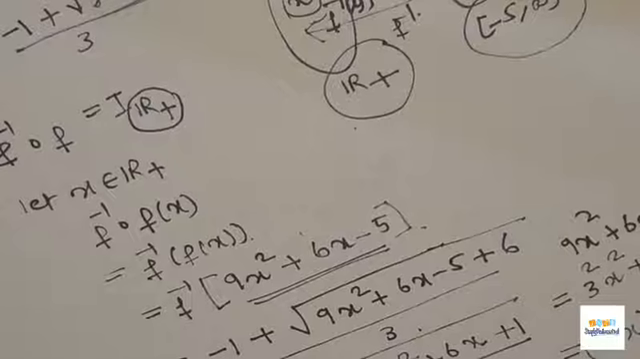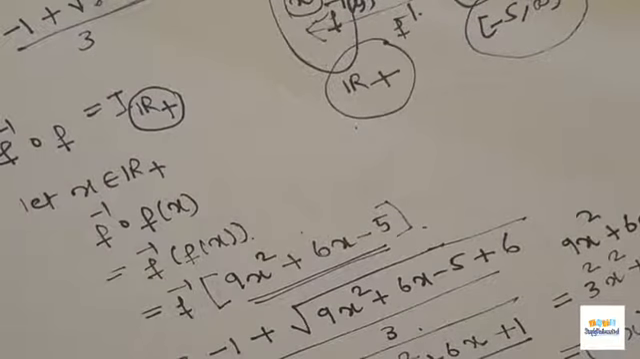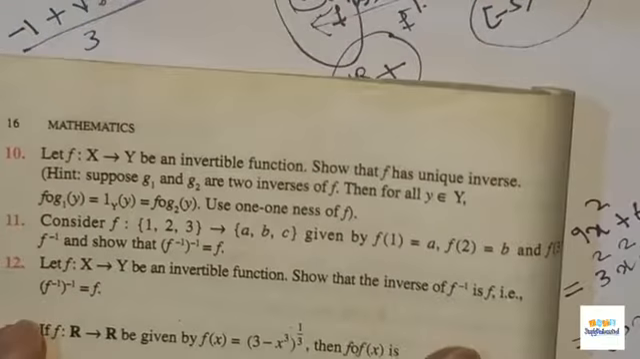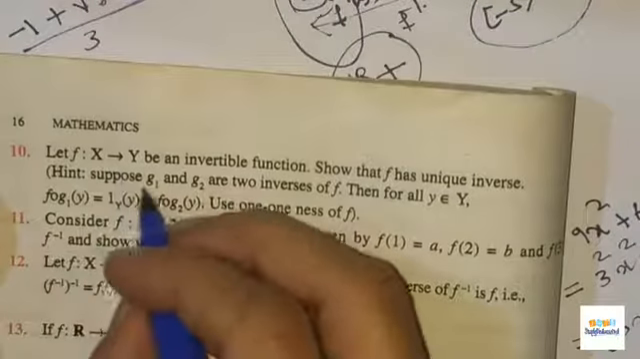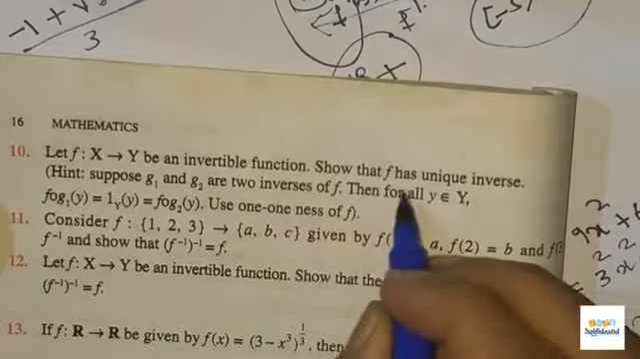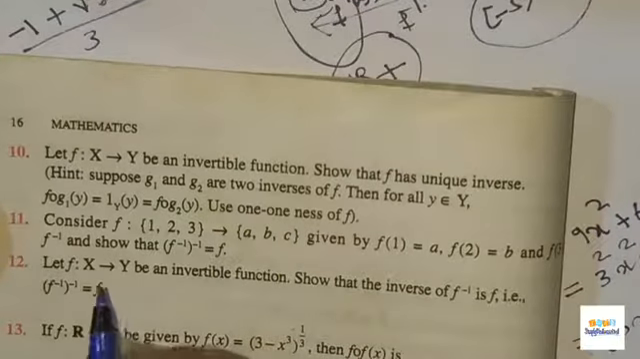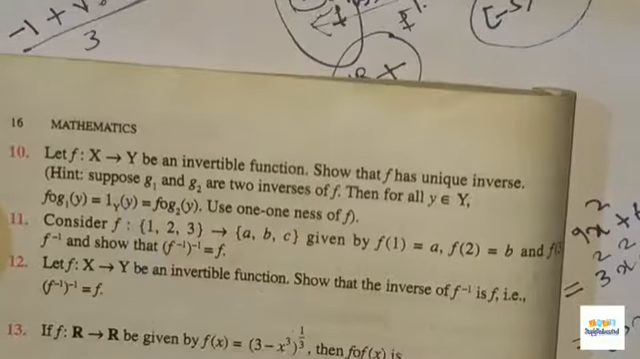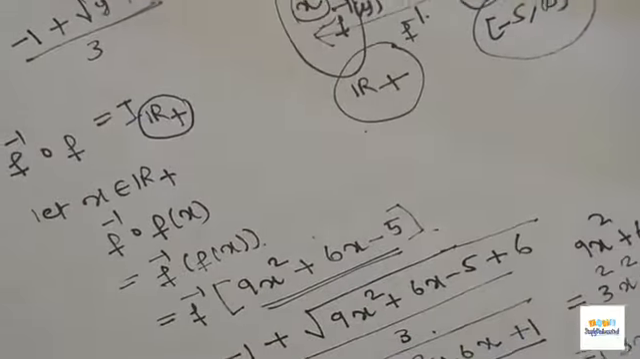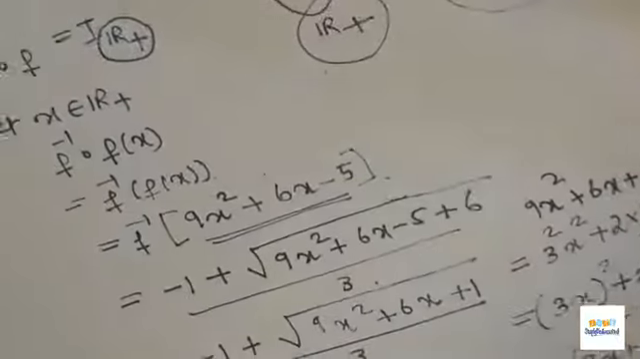Now let us go to the problem number 10. So problem number 10 is here. Let f from X to Y be an invertible function. Show that f has a unique inverse. There is a hint, but we will not see the hint, we will use it in the problem directly.